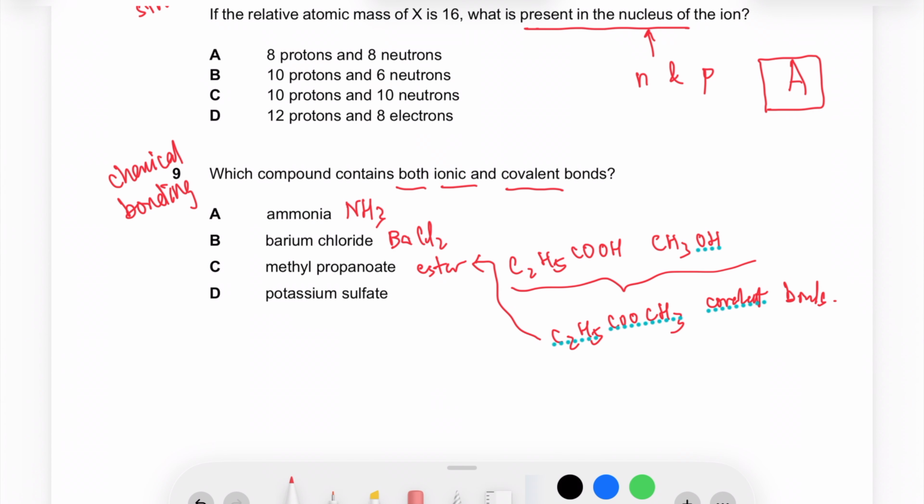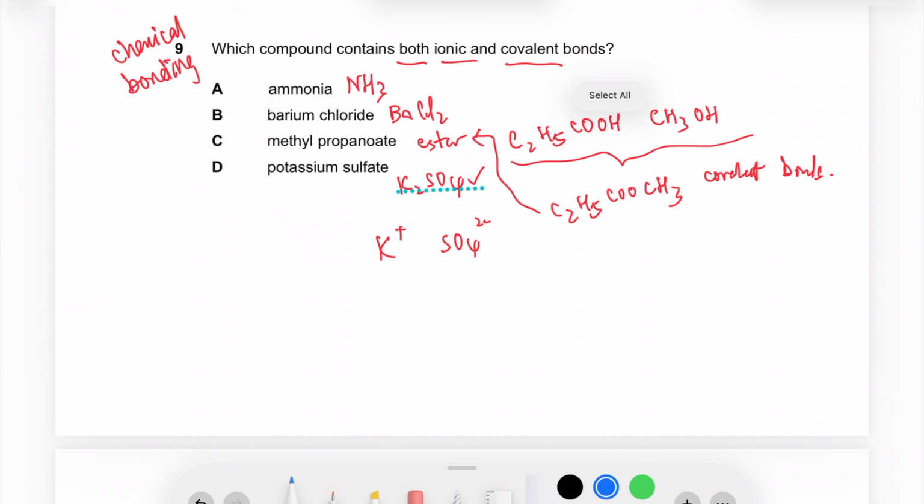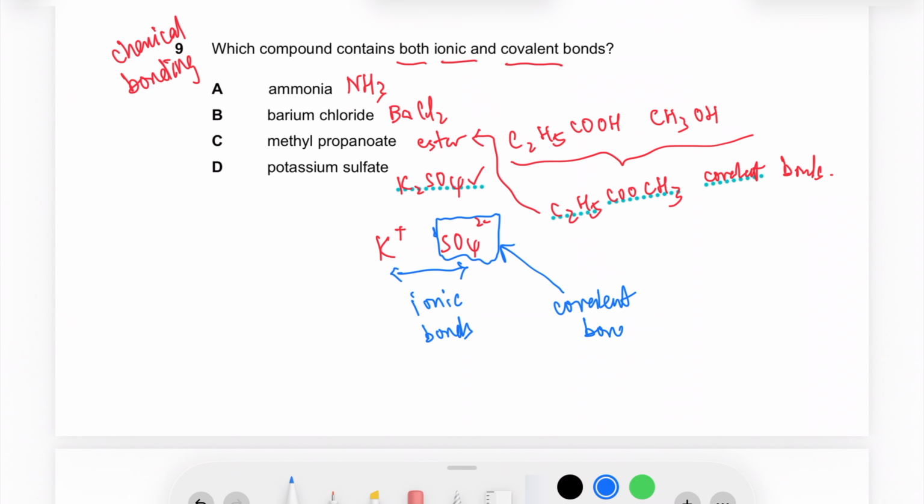And the last one, potassium sulfate, so it's K2SO4. So if you see carefully, you need to have ionic and covalent as well. The answer is actually D. It's because if you see carefully, K plus and SO4 2 minus. So between this and this, they are your ionic bonds. But inside sulfate, between sulfur and oxygen, there exist covalent bonds. So answer will be D.